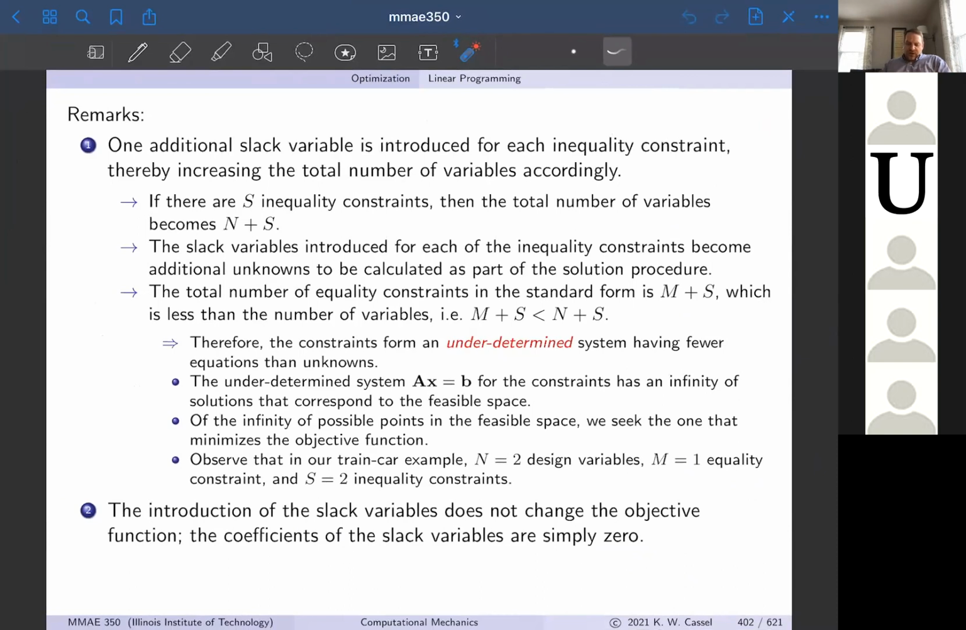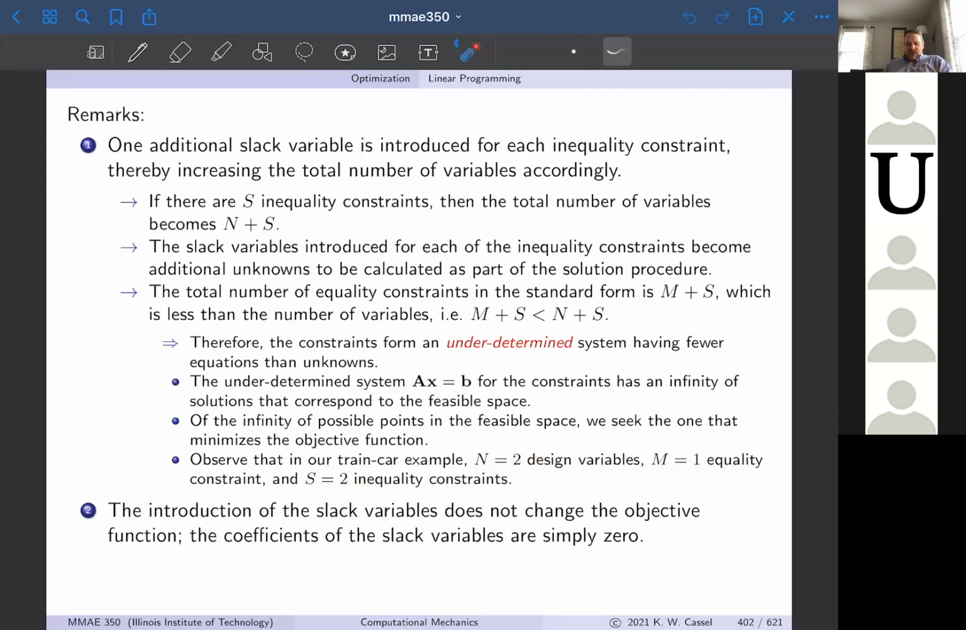Okay, so in our train car example, let's think about what these variables are, just making this a little more concrete. So we had two design variables. Remember, those were the number of cars on the trains. The number of cars on train 1 was x1, the number of cars on train 2 was x2. We had one equality constraint, so m is equal to 1, and s is equal to 2. So that's the number of inequality constraints. We'll show this again in a moment so you can see it all together, but we had this from Tuesday. So n is 2, m is 1, s is 2.